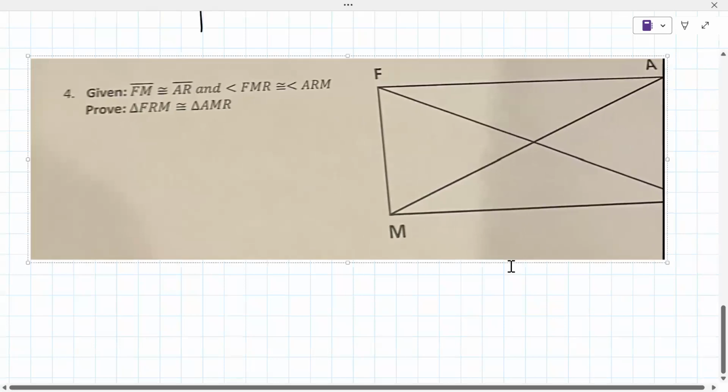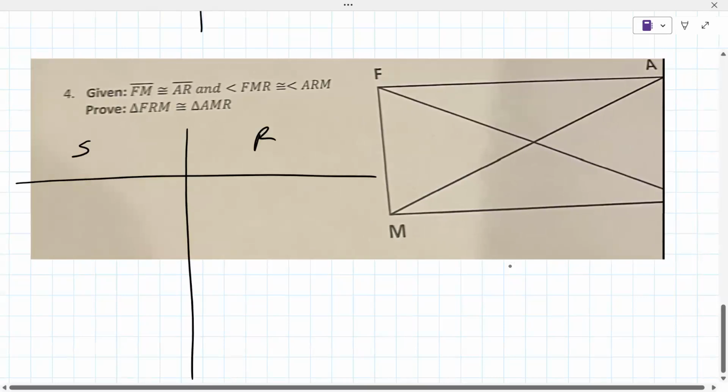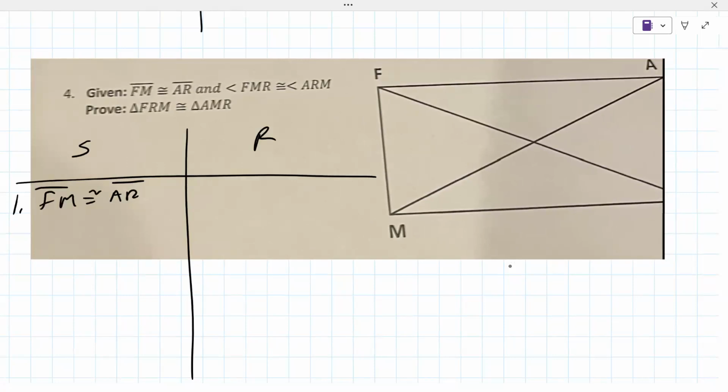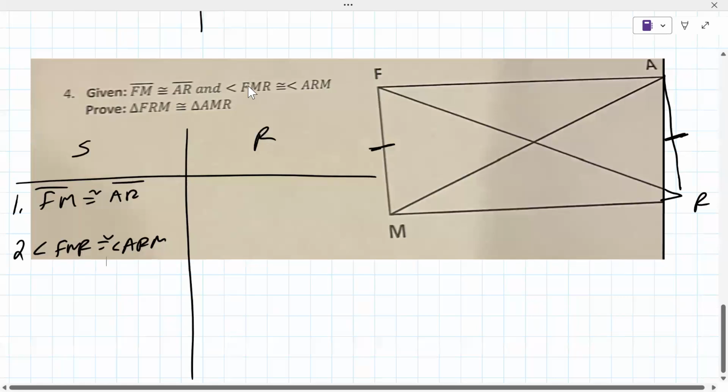Okay, we've got a short time here. Let's see if we can quickly get down as much as we can. So FM is congruent to AR, assuming there's an R there. Those are congruent. That's looking good. And then 2, angle FMR is congruent to ARM. So I'd like you to try to label those in the drawing here. Where is FMR? Where is ARM? Remember, the middle letter is the vertex.